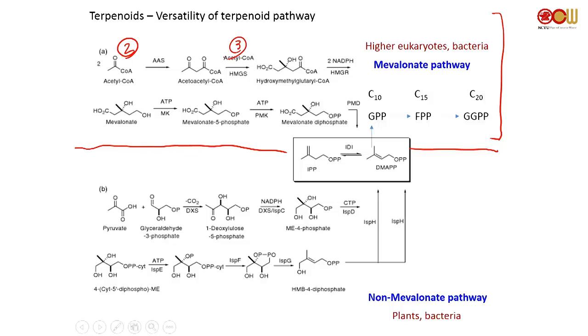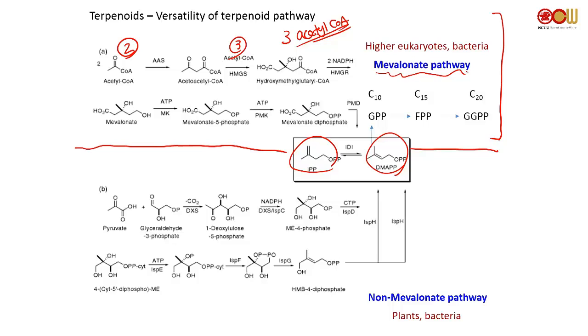So you start with 3 acetyl-CoA to make 1 IPP or DMAPP. That means in order to make 1 terpene, remember, a terpene is 10 carbons, so to make 1 terpene you need 6 acetyl-CoA. So this is the mevalonate pathway.